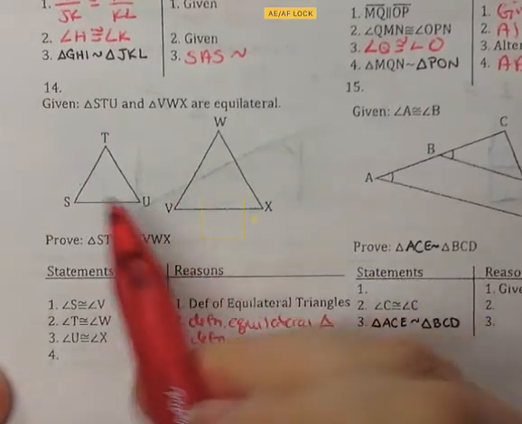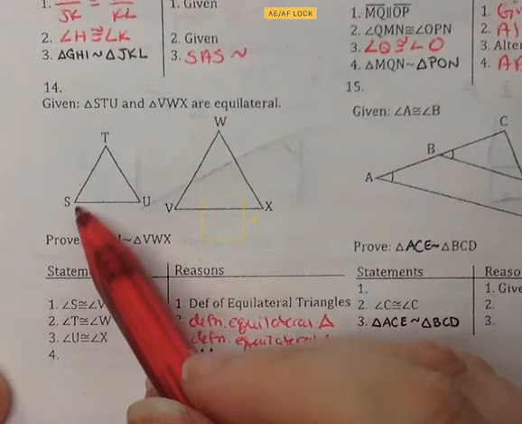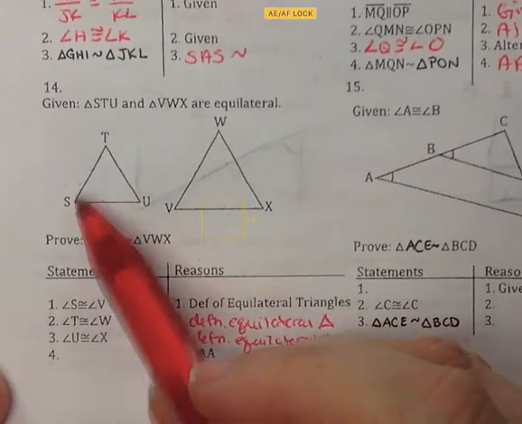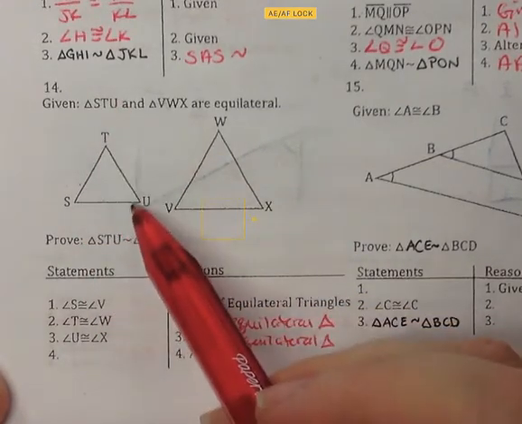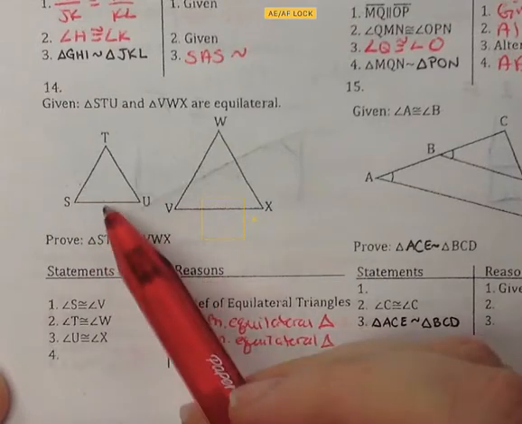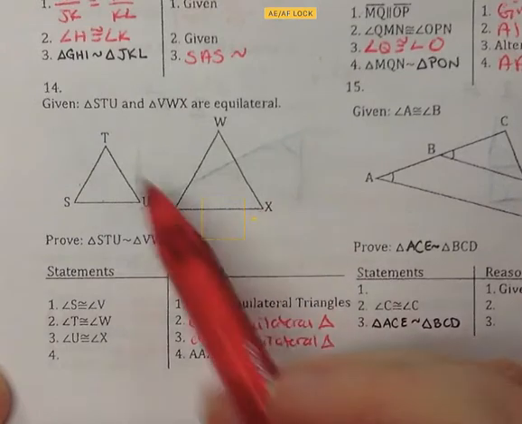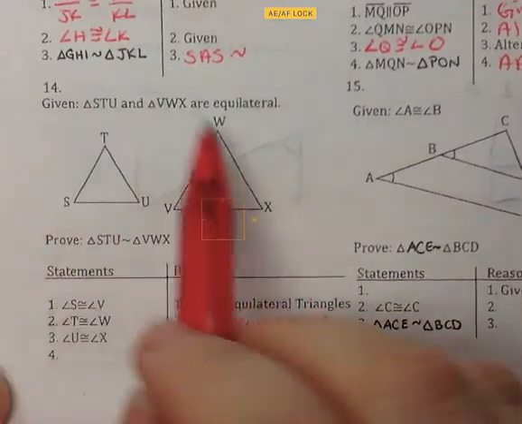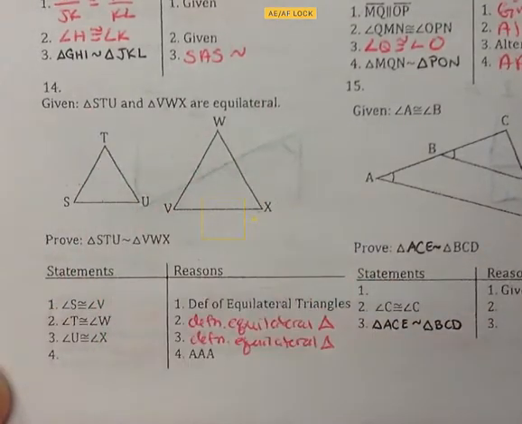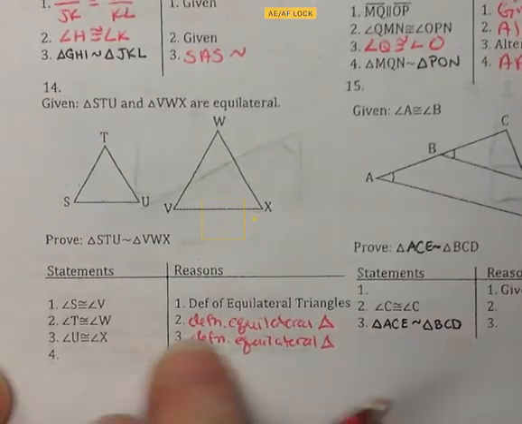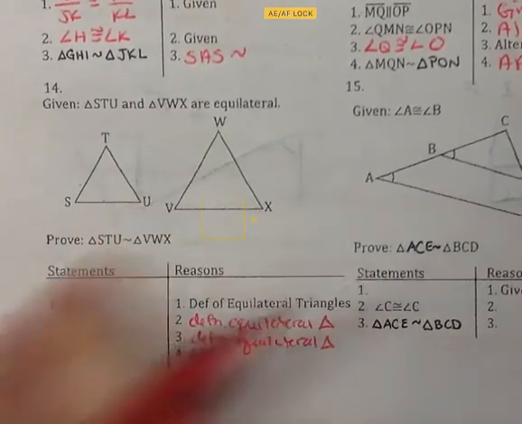You could also say that the sides are proportional because segment ST is congruent to segment TU, which is congruent to segment US, because that's the definition of equilateral. VW is congruent to WX, which is congruent to XV because of the equilateral triangle. Therefore, these sides have to be proportional to each other. But we didn't have to state all that, because that's just extra.